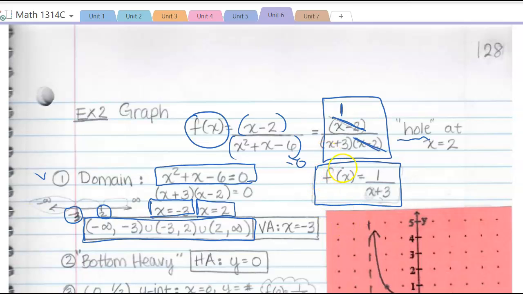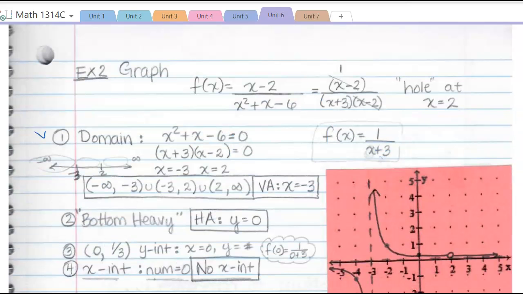But notice in our reduced form of f of x, we can see our parent function is 1 over x. We know that it's going to look like this. We know the plus 3 moves it to the left 3. So we already know what the graph kind of looks like. But we also can see that if we let our denominator equal 0, that will give us our vertical asymptote of x is equal to -3.